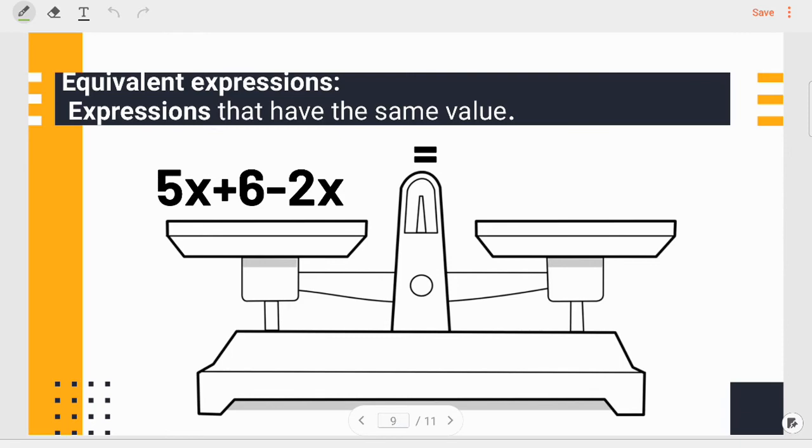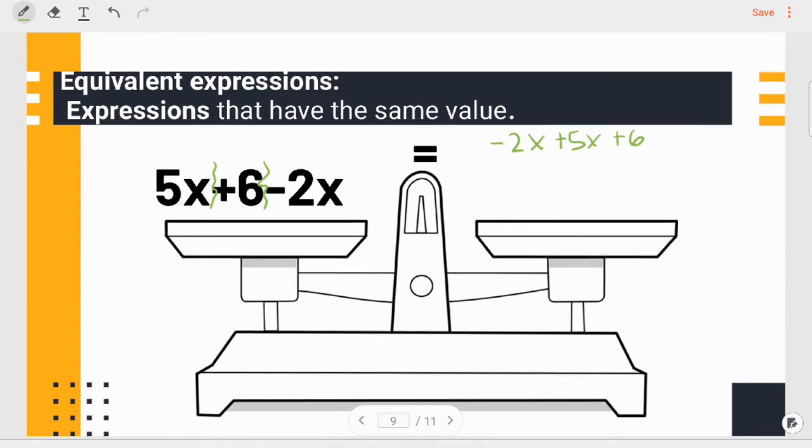Okay, well let's look at this example. What could be an equivalent expression? Well, I could just rearrange the order. -2x, +5x, and +6. Notice a snip, snip, snip. +5x, +6, -2x.